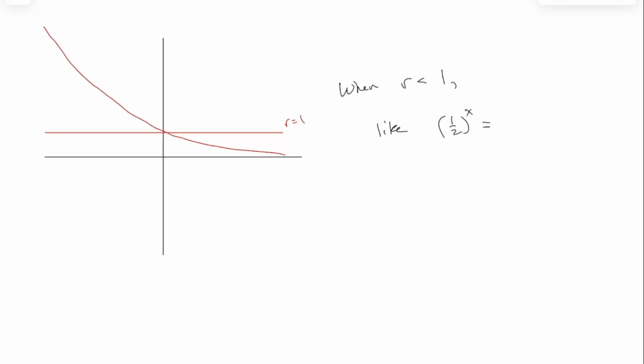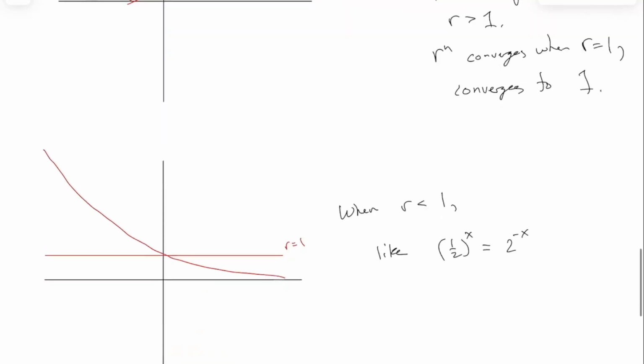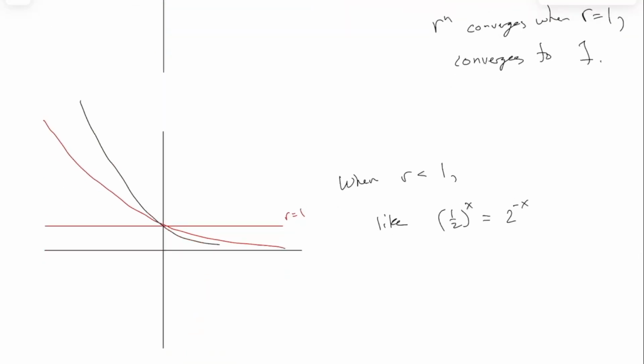The way that I think of this is the same as 2 to the minus x. And that means I can think of this as a horizontal flip of the original graphs, right? So these ones, when r is less than 1, all look like horizontal flips of these ones. I meant to draw it in red. They all look like this.